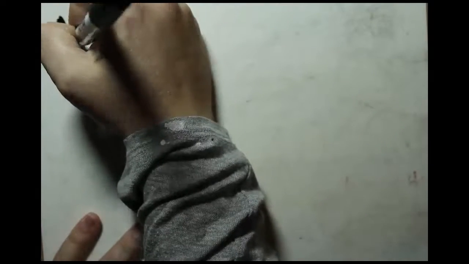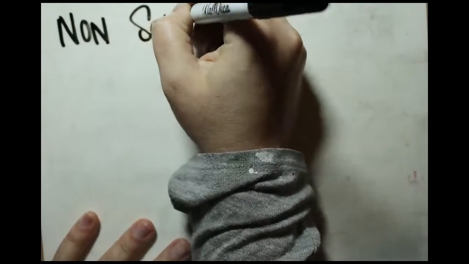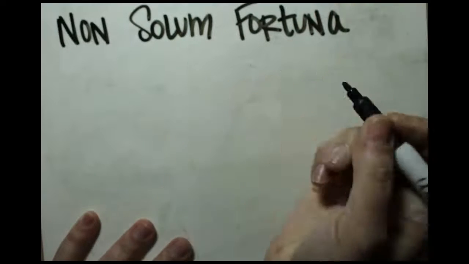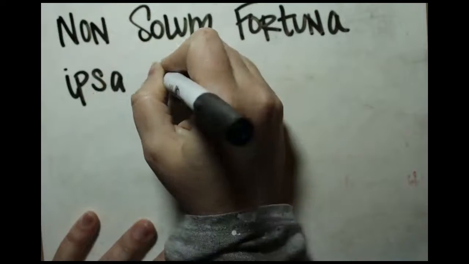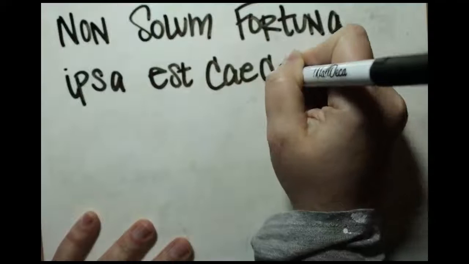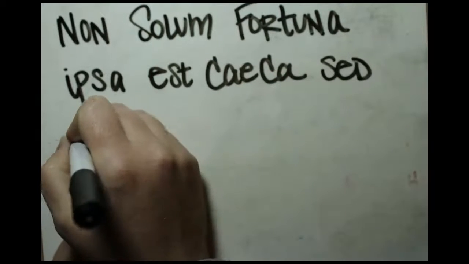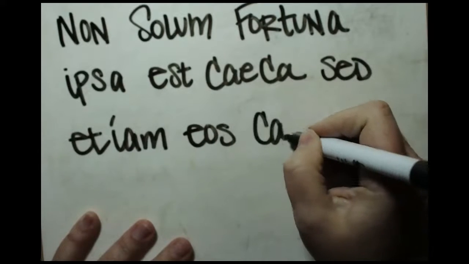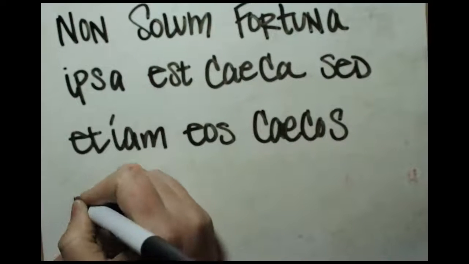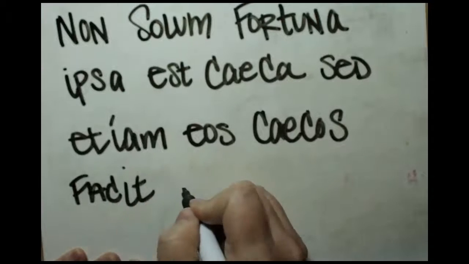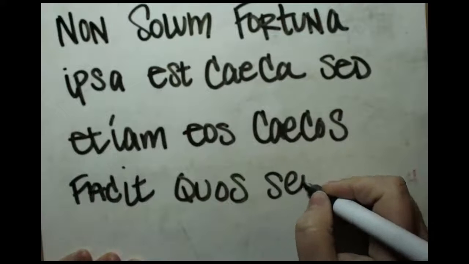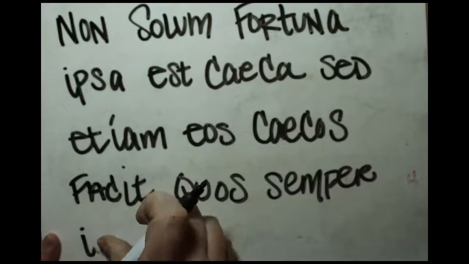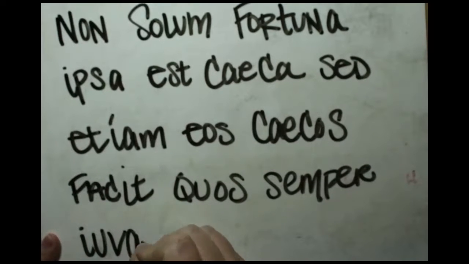Let's do some more translating. So our sentence right now is non solum fortuna ipsa est caeca sed etiam eos caecos facit quos semper iuvat. Well, technically it doesn't really matter if I put a V there instead of a U, because those letters are the same in Latin.